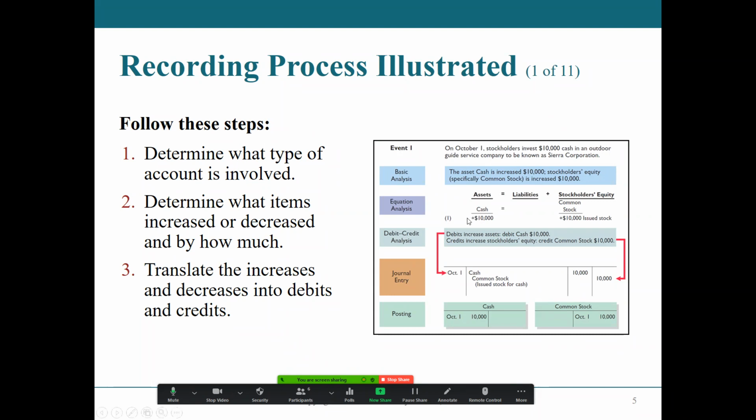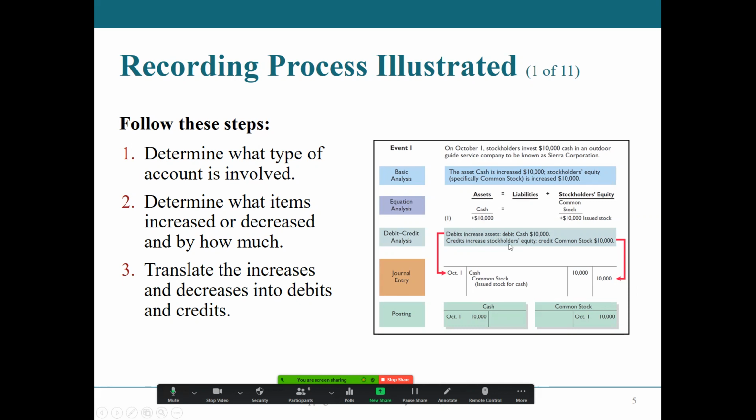So now I have to translate this into debit and credit rules. I'm going to remember cash is an asset account. Assets increase with a debit and decrease with a credit. So I'm going to need to debit my cash account 10,000. And then common stock is a stockholders' equity account. Stockholders' equity accounts increase with a credit and decrease with a debit. So I'll need to credit my common stock account.